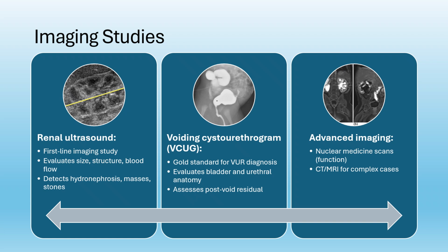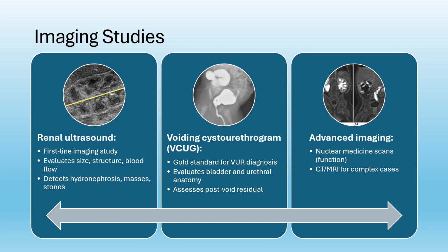When we need functional information beyond anatomy, nuclear medicine scans provide unique insights. DMSA scans show functioning renal tissue, helping us determine differential kidney function, critical when deciding whether to preserve or remove a poorly functioning kidney. MAG3 scans evaluate drainage, distinguishing true obstruction from dilated but non-obstructed systems.